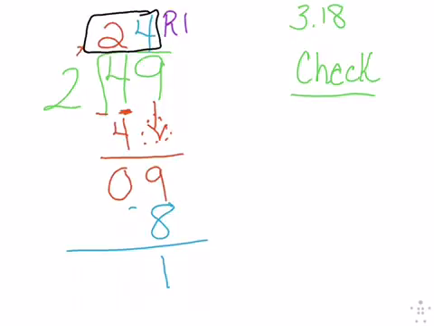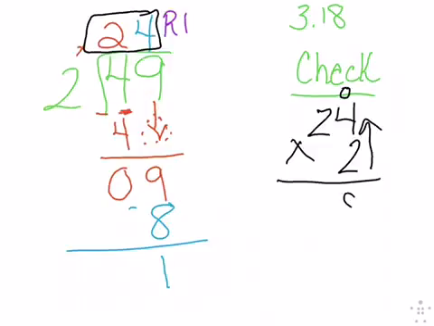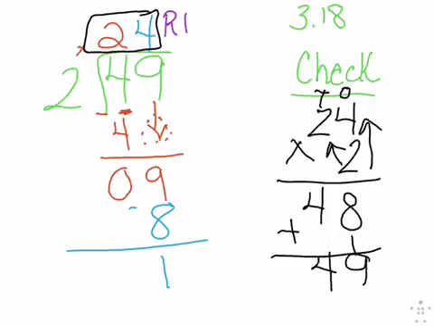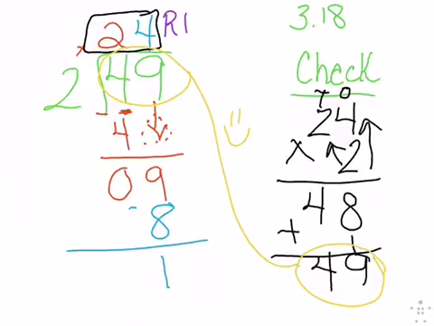So our quotient is our answer, 24. So we write 24 times our number of groups, which is 2. 2 times 4 ones is 8. 2 times 2 tens is 4, plus my remainder, plus 1, should equal 49. And we ask ourselves, did I get what I started with? And if I did, I am correct. All right, let's move on to the next problem.